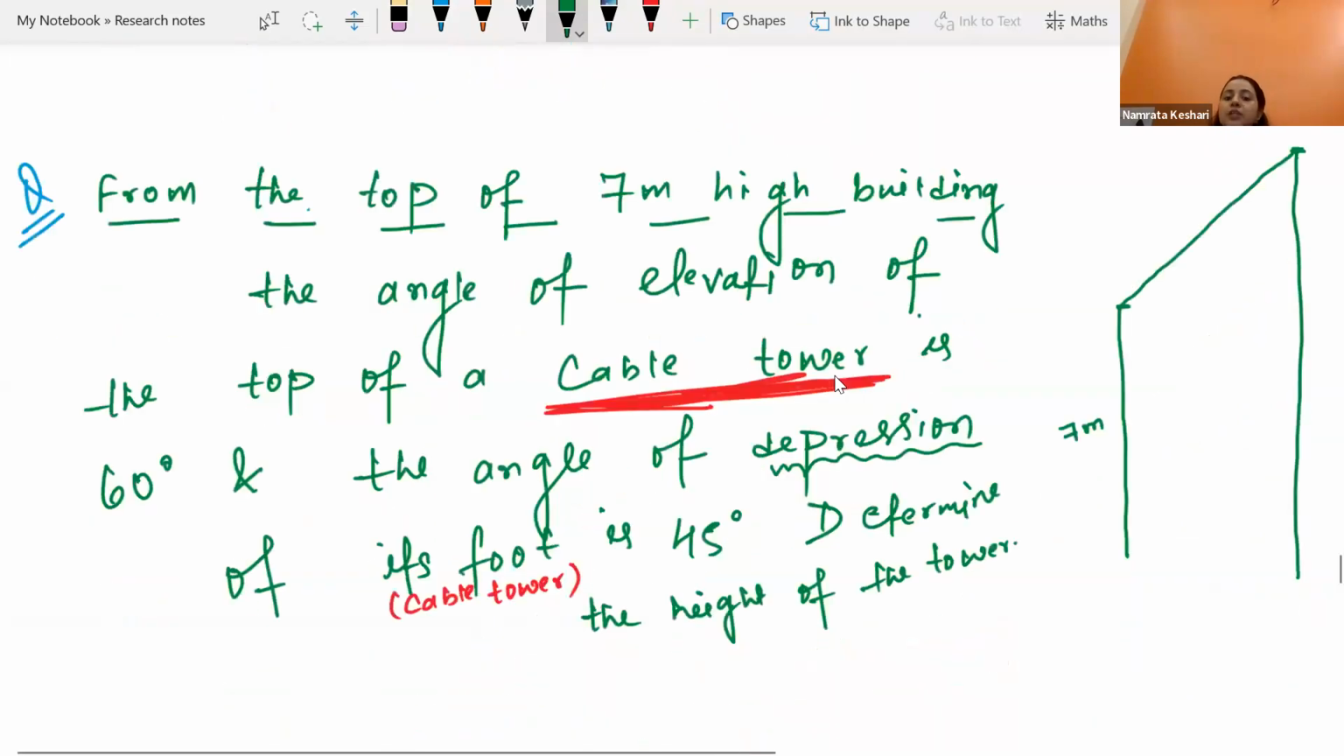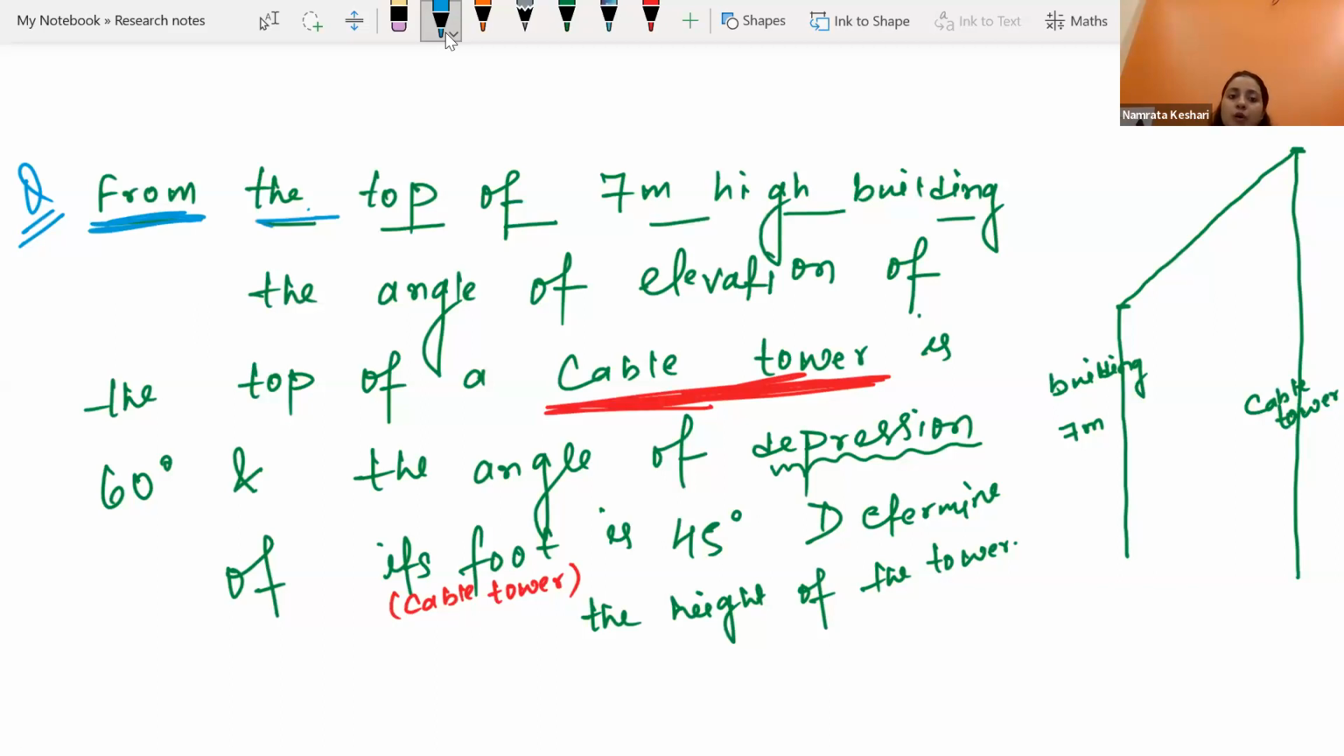from the top of the 7-meter high building. So this is the building we are drawing over here. That's why we are going to draw the building smaller and we will be drawing the cable tower bigger. Actually, we are not living in the ancient era, so we can say that of course the building will be smaller than the cable towers, which are very huge. Nowadays we have seen already that buildings are also huge, right? Yes, ma'am. We will understand how to draw the figure, which one is smaller, which one bigger.